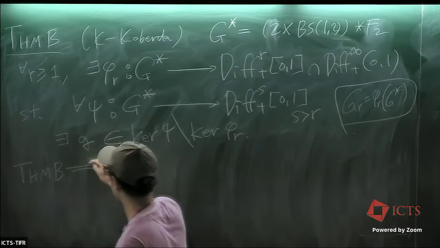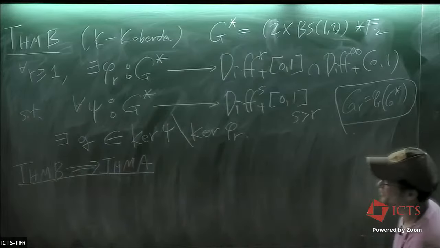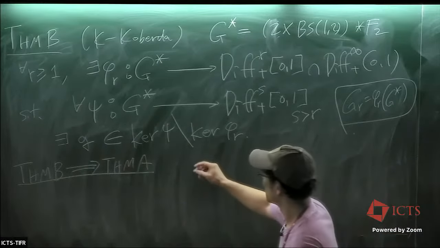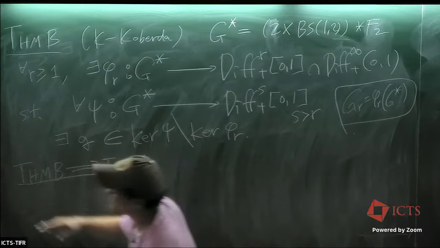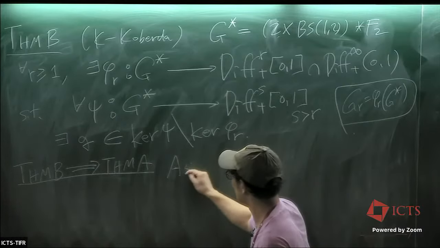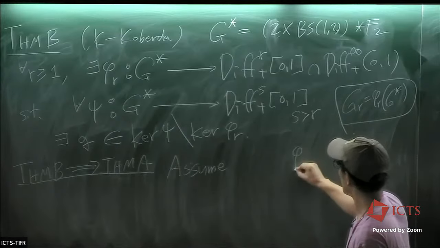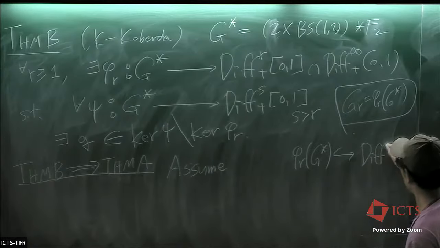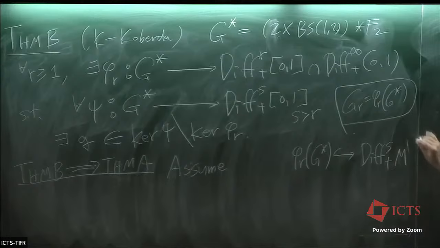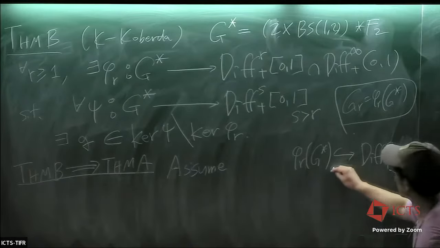So I can explain why theorem B implies theorem A. This idea has been used in the literature several times. So what do we want to prove? We want to prove that G_r can never embed into the C^s diffeomorphism group. So assume for contradiction that this group G_r embeds into some higher regularity diffeomorphism group of the interval.